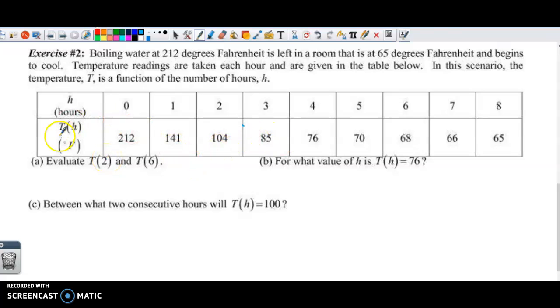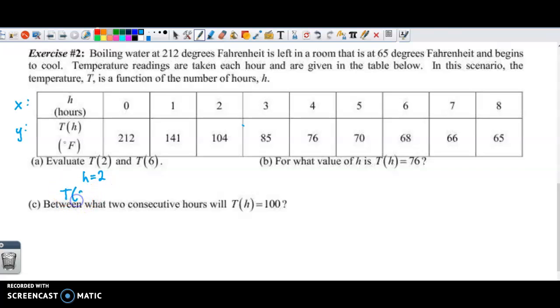So if you read this carefully, notice it's not x and y anymore. It's h and t of h. But you can think of it the same way as x and y. So when I'm asking you to evaluate t of 2, notice in this problem it's t of h. So that's telling me that h must equal 2.